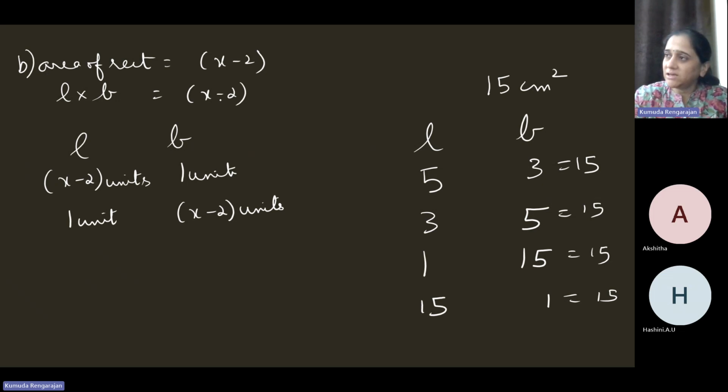Here what is the area? X minus 2. X minus 2, now what into what? 1 into X minus 2 is X minus 2. So if the breadth is 1 unit, length is X minus 2 units and the other way around. That's all. You are confusing your mind for this one.